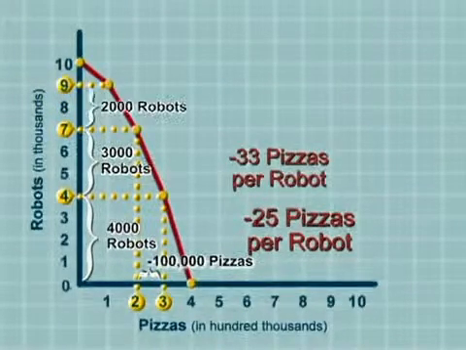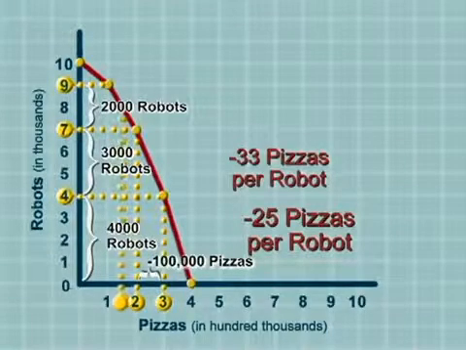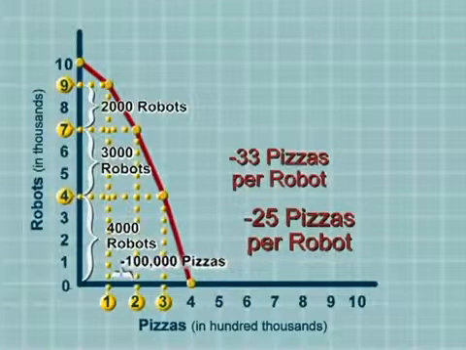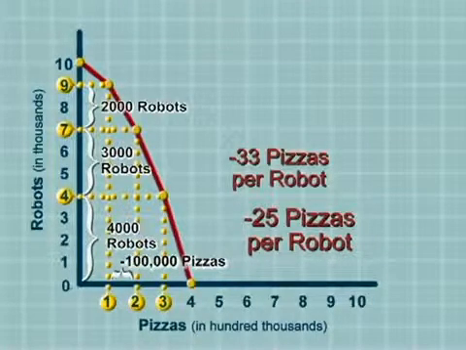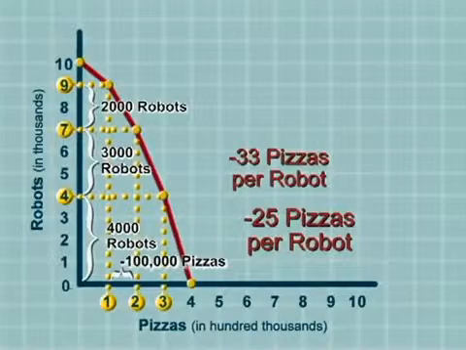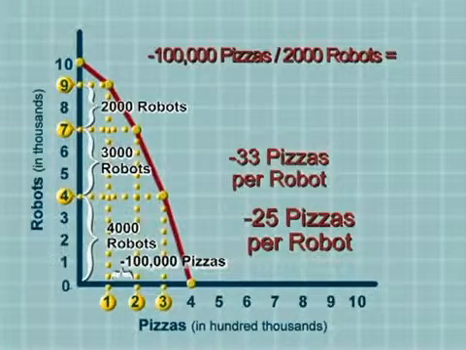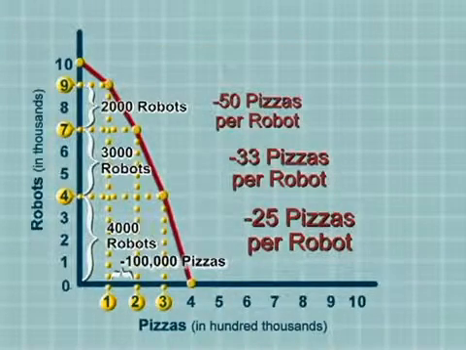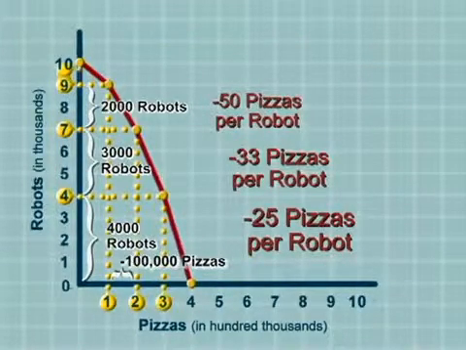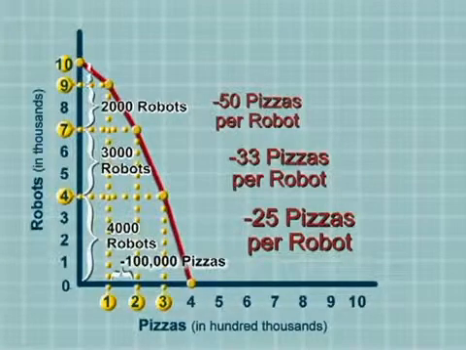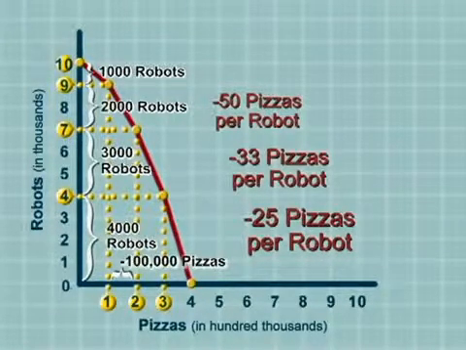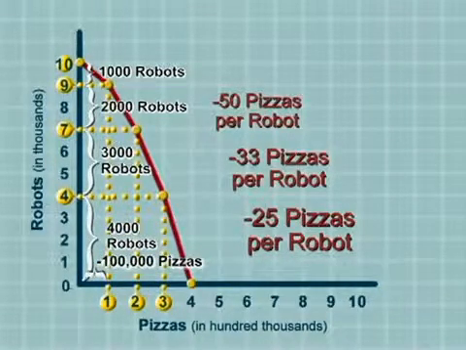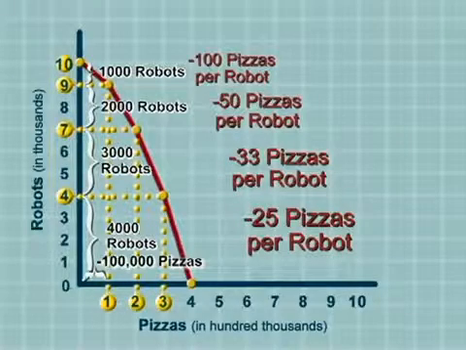And when we go from making 7,000 to 9,000 robots, the extra 2,000 automatons still costs us 100,000 foregone pizzas. Therefore, the opportunity cost increases again. 100,000 pies divided by 2,000 cyborgs, 50 pies per Borg. Finally, the last segment of the production possibilities curve is the costliest in terms of orders from Domino's. The last 1,000 androids cost the economy the same 100,000 pizzas, but at a whopping rate of 100 pizzas per robot.